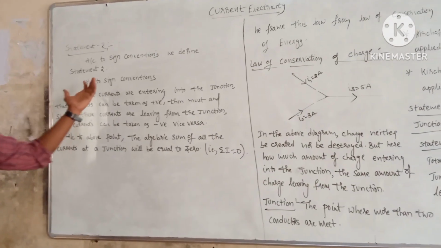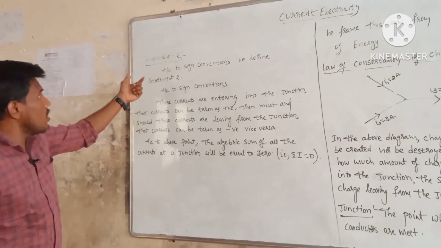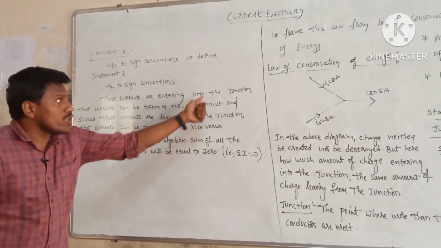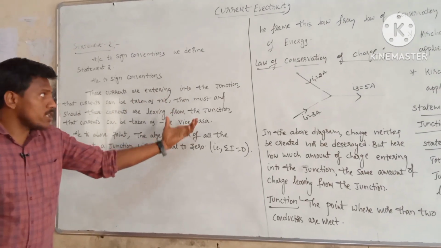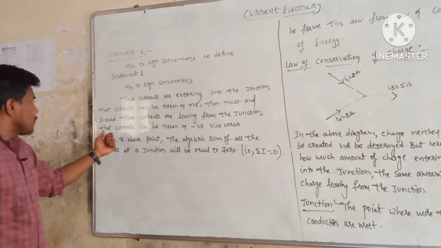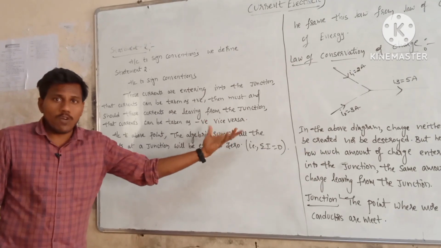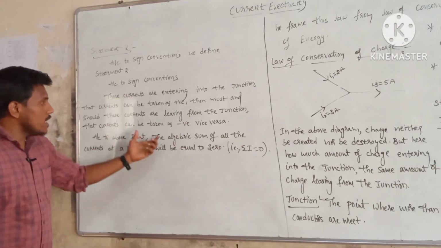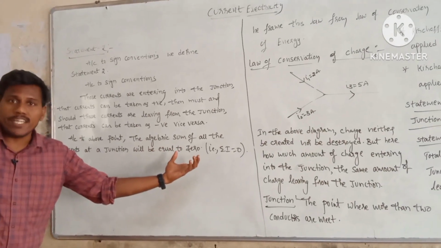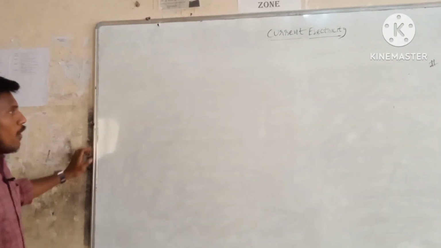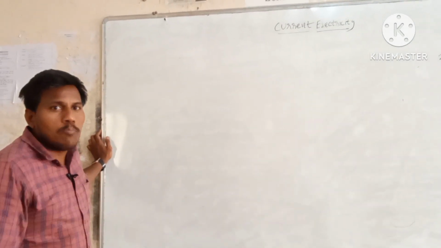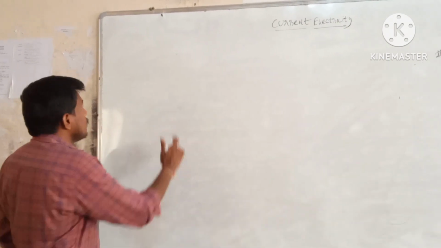So according to sign conventions also, we define Kirchhoff's current law, junction law. Those currents entering into the junction can be taken as positive. Then must and should, those currents leaving from the junction can be taken as negative, vice versa. So according to this point, the algebraic sum of all the currents at a junction will be equal to 0. Now I am going to explain statement 2 related to Kirchhoff's first law, junction law, with the help of a simple diagram.